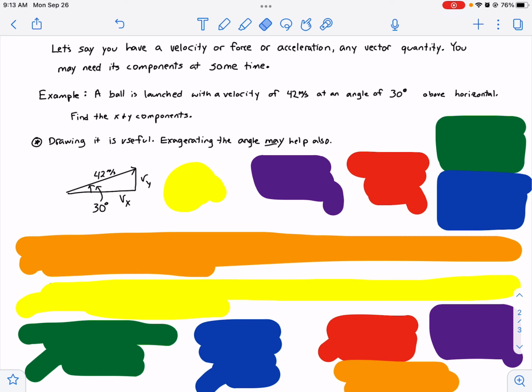And I drew 42 meters per second on the hypotenuse because that's what that is. And I need to find Vx and Vy. I put V because that's a velocity, and then Vx and Vy there. And so I wrote that that's what I'm looking for, and that's great.